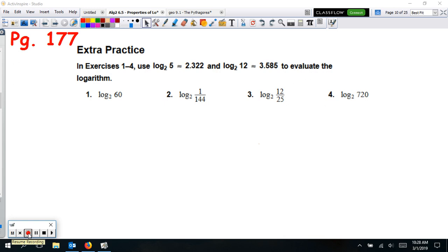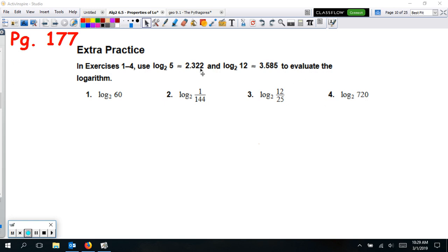Okay, so if you go to page 177, our extra practice here, it says in exercises 1 through 4, we're going to use these two logarithms: log base 2 of 5 is equal to this decimal, log base 2 of 12 is this decimal, to evaluate the logarithm. So they're giving us what these logarithms are, approximately, to 3 decimal places.